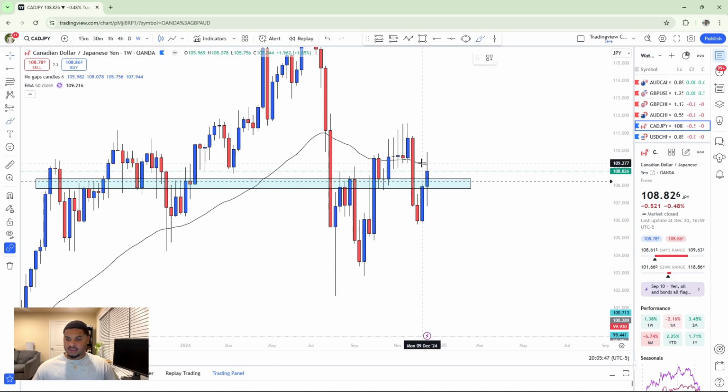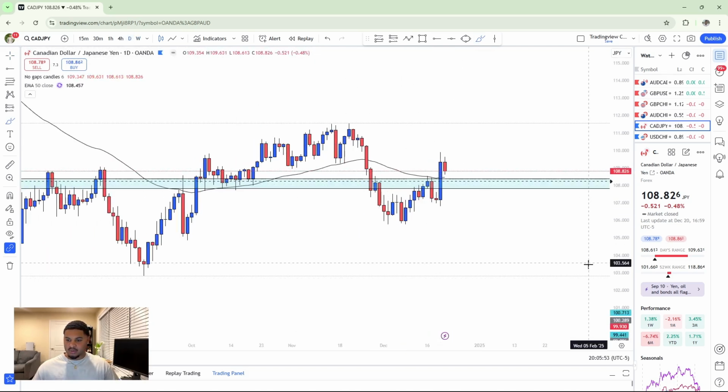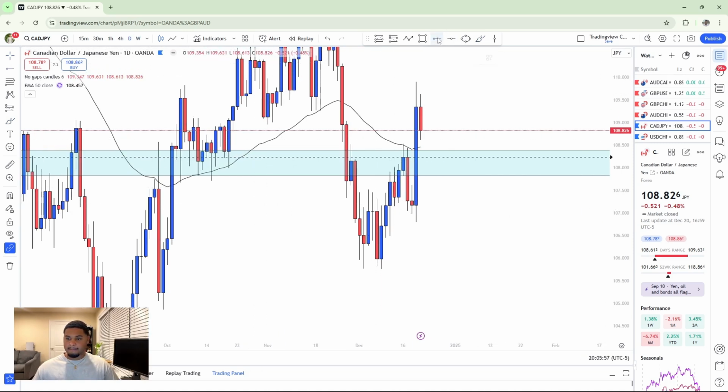So, I mean, just to keep it on your radar, we could see maybe some rejection, but the daily and the 4-hour are bullish. So I think we can continue to buy up. Here's how the daily's looking. There's the higher high. There's the higher low.